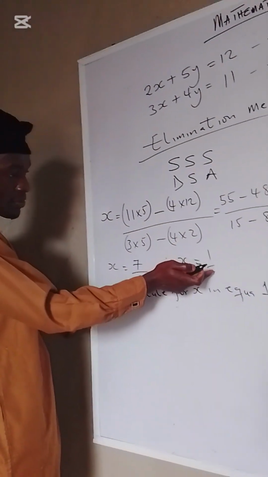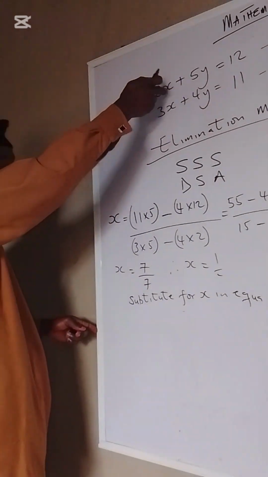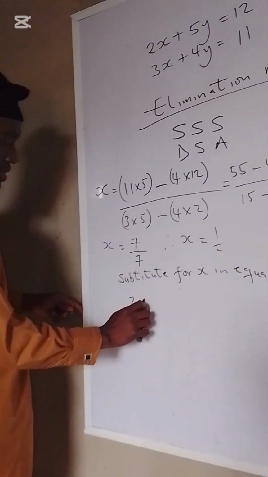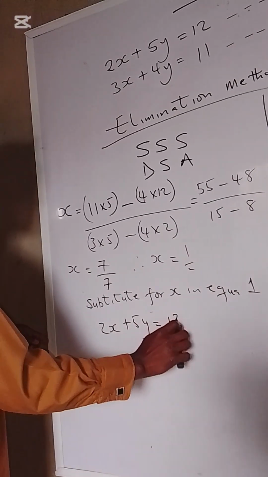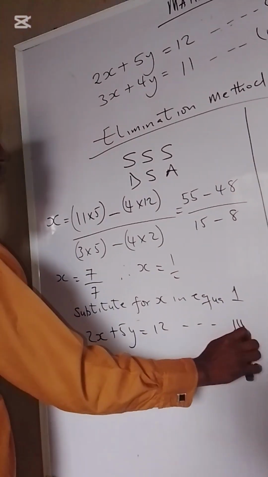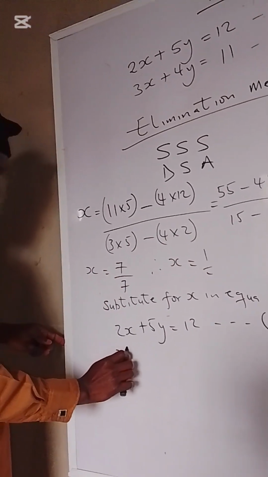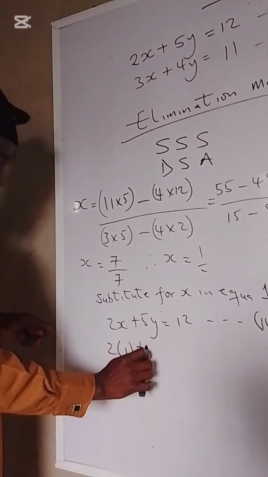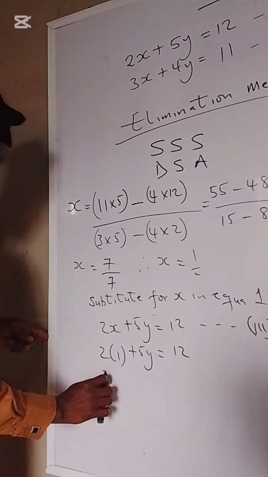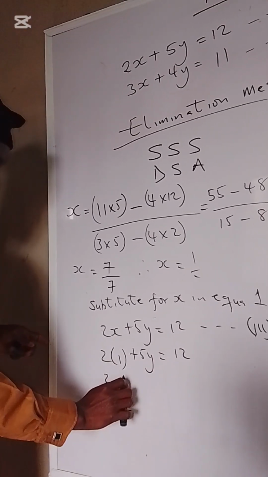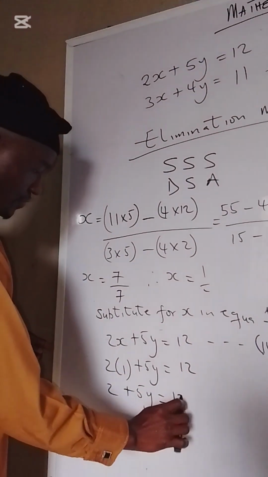We got 1 for our x now. Replace this x with 1. That's the meaning. So 2x plus 5y is equal to 12. Let's call this one equation 3. So the x that you have gotten here, you replace it here with 1. 2 multiplied by 1 will give us 2, plus 5y is equal to 12.